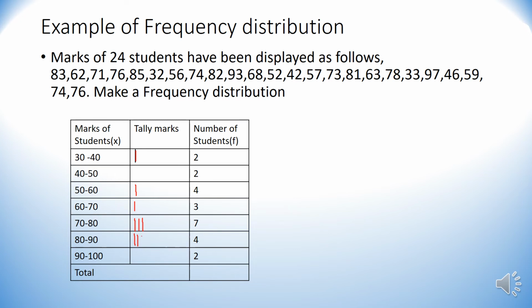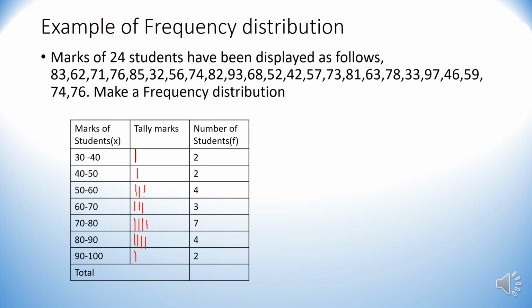82 will be in the next class, 80 to 90. 93 will be at this part. 68 will be at this part, 60 to 70. Then 52 will be here. 42 will be here, in the second class. 57 will be here at 50 to 60. 73 will be here. 81 is going to be at 80 to 90. 63 will be at the 60 to 70 class. 78.